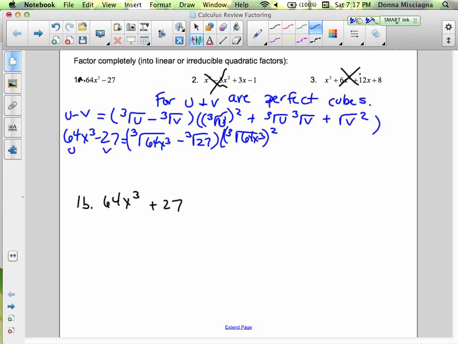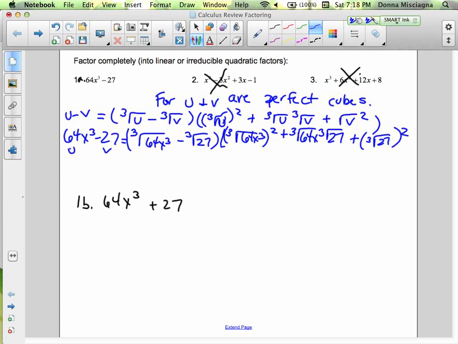One thing I should have done is maybe orient the board. I think it's just a glitch in the board, not an orientation problem. As I go lower, I think I'll get rid of that waviness I'm seeing right now. Plus the cube root of 64x cubed times the cube root of 27, plus the cube root of 27 squared.